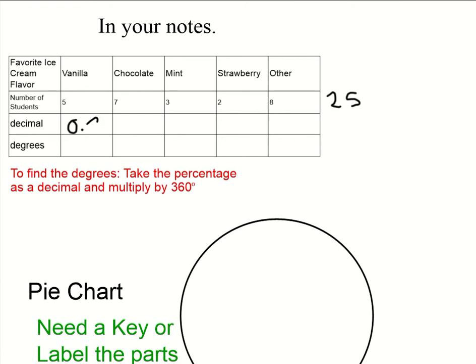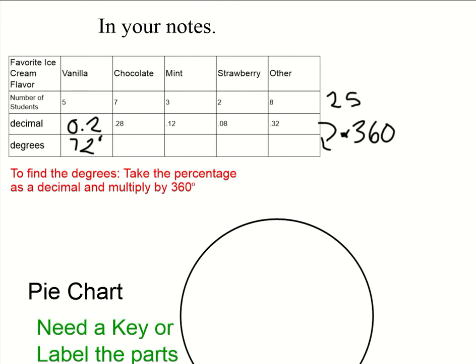The next step of what we do is we take our decimal and we multiply it by 360. And so the reason why we do that is because there are 360 degrees in a circle. So you go 0.2 times 360. Well, that's going to be 72 degrees in our circle. And so there we have our first one filled out. What I'd like to do now is pause the video and fill out those next 4.